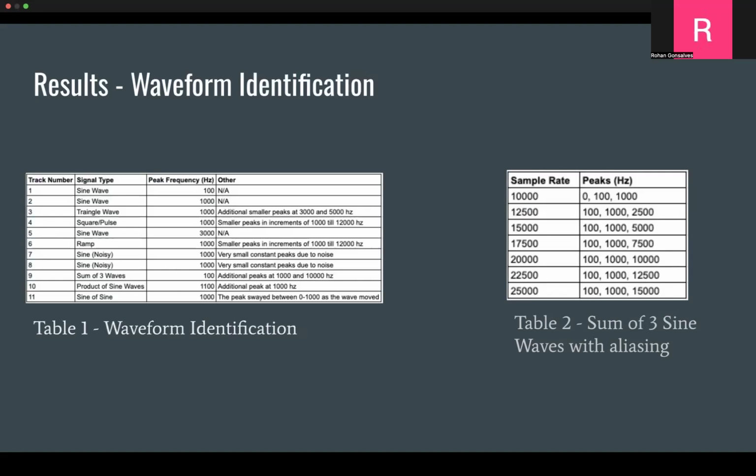Table 2 shows the aliasing data of the sum of three sine waves, where the peaks were measured at different sampling rates on the track that was the sum of three sine waves.